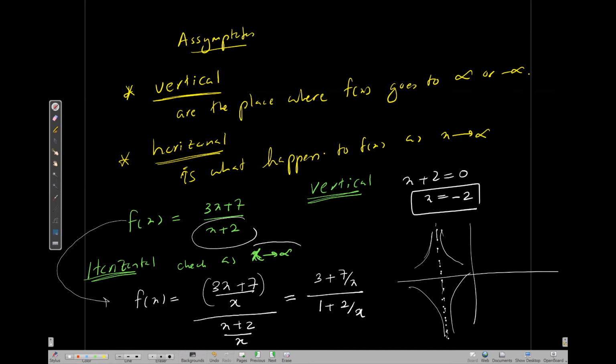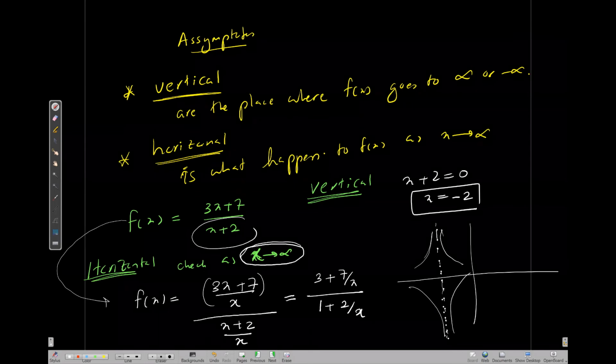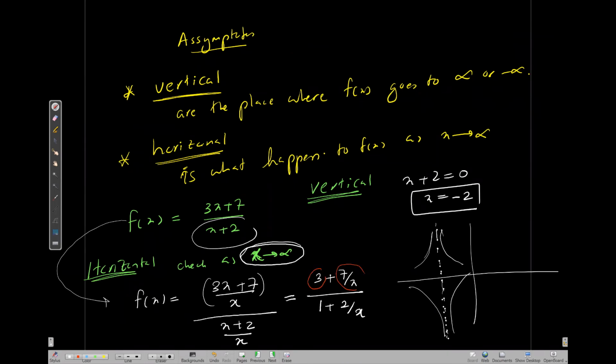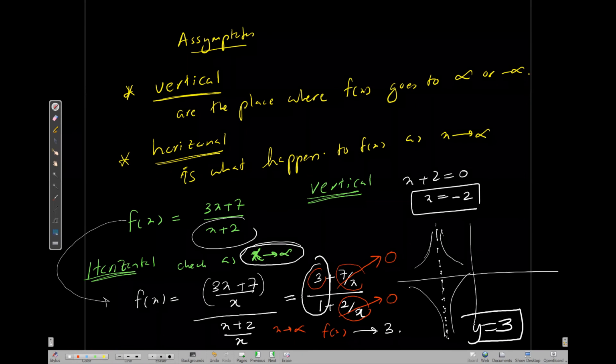Now it's easy to see what happens when my x goes to infinity. When my x goes to infinity, this term, nothing happens to that. But this term, 7 over infinity, or 7 over a large number, approaches 0. And similarly, this term approaches 0. Because of that, as x goes to infinity, f of x is going to be dominated by this. It will be 3. So my horizontal asymptote is y equals 3, and that is how you find that.